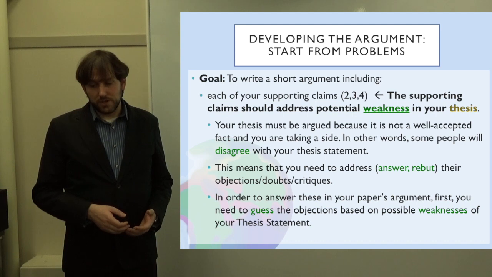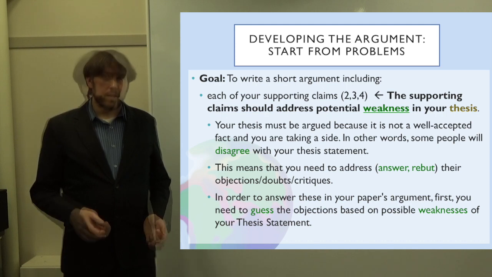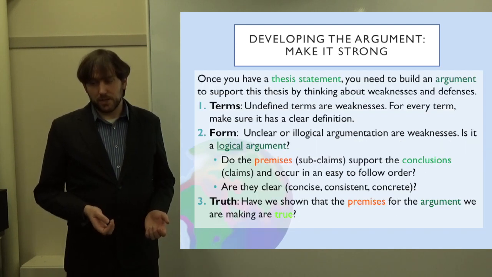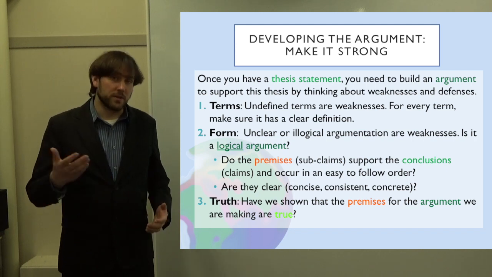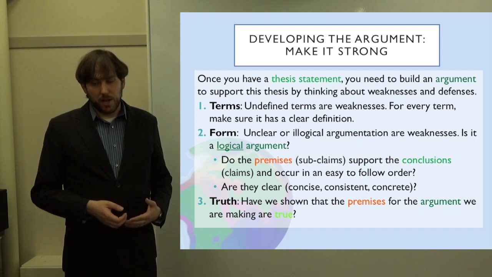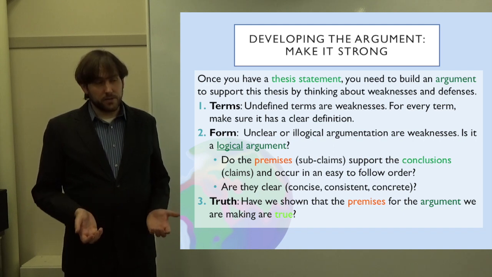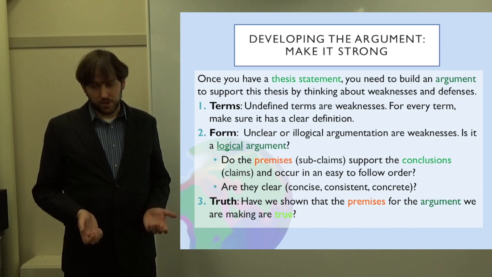In order to answer these in your paper's argument, first you need to guess the objections based on possible weaknesses of your thesis statement. Once you have a thesis statement, you need to build an argument to support this by thinking about weaknesses and then the defenses against these weaknesses. One key area where this happens is terms. Undefined terms are weaknesses. For every term, make sure it has a clear definition.